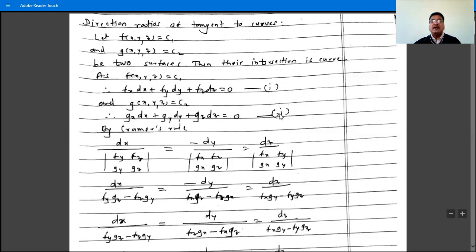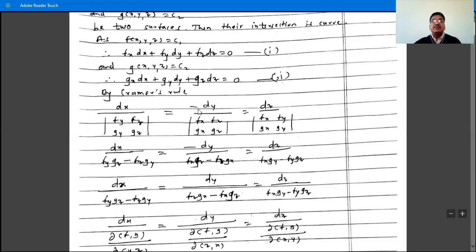Suppose this is equation 1 and this is equation 2. By Cramer's rule, solve these two equations. dx, minus dy, dz: so divide by the determinant of fy, fz, gy, gz for dx, and then minus dy divided by the determinant of fx, fz, gx, gz, and dz divided by the determinant of fx, fy, gx, gy.